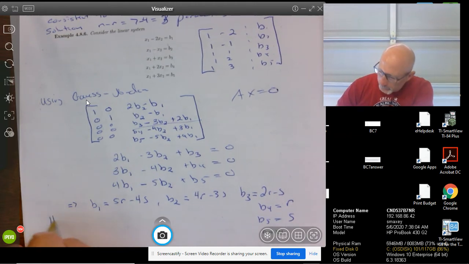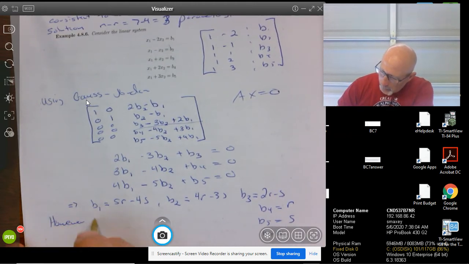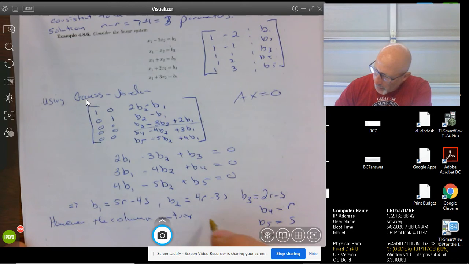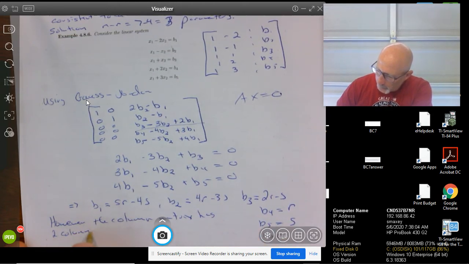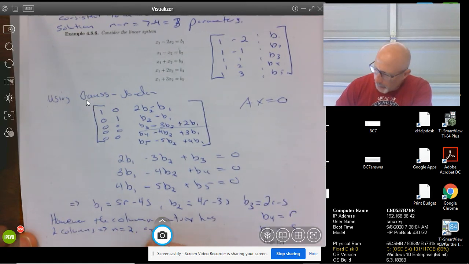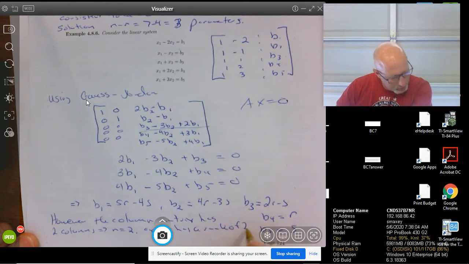However, the column matrix has two columns. Therefore, n is equal to 2. And it has a rank of 2.